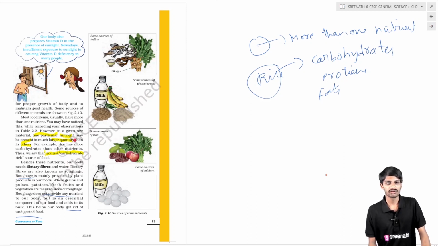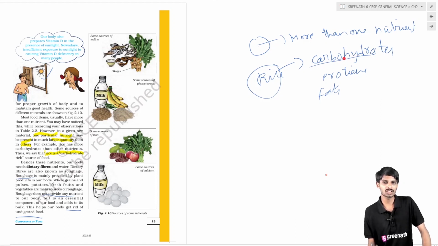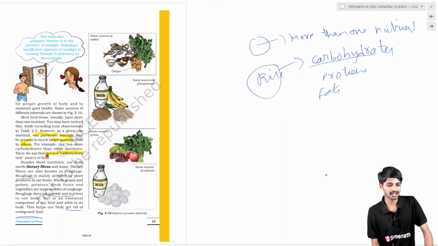And suppose rice has carbohydrates as its major nutrient. If you have one particular nutrient in larger quantity, then we say, for example, that rice is a carbohydrate-rich source of food.